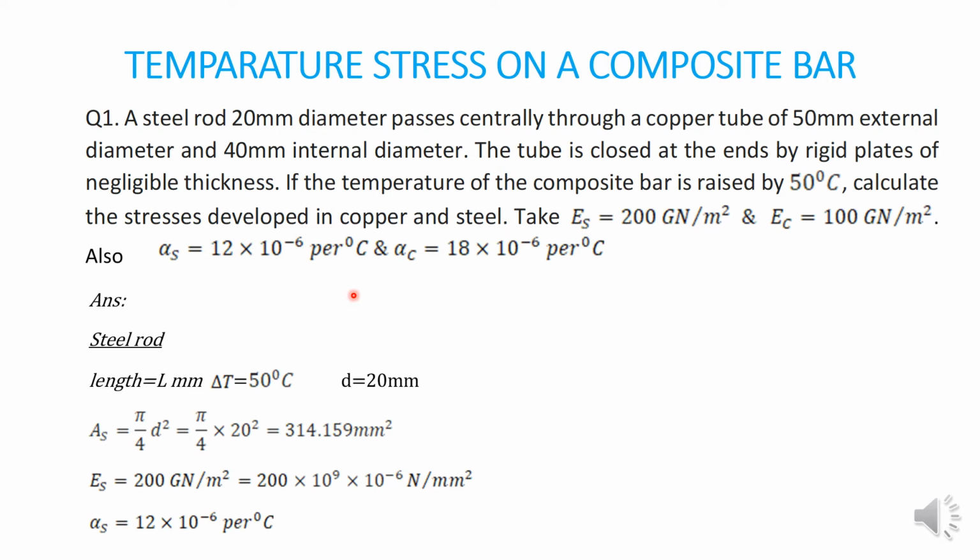Now the area of the steel rod is pi by 4 into d square, and that's equal to 314.159 mm square. Now the Young's modulus value for steel is equal to 200 into 10 raised to 9, that is the giganewton to Newton conversion, into 10 raised to minus 6. So that much Newton per mm square is the Young's modulus value for steel. Now the coefficient of thermal expansion for steel is equal to 12 into 10 raised to minus 6 per degree Celsius.